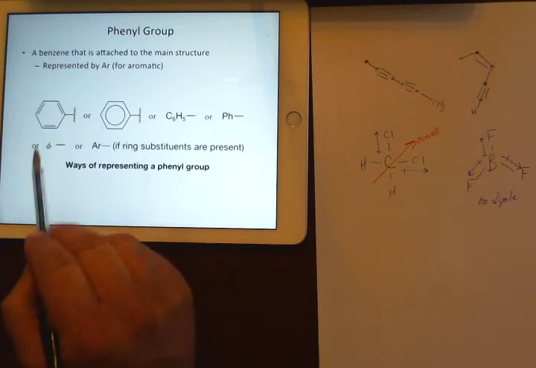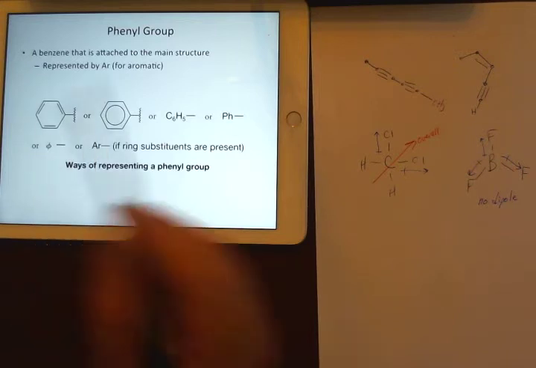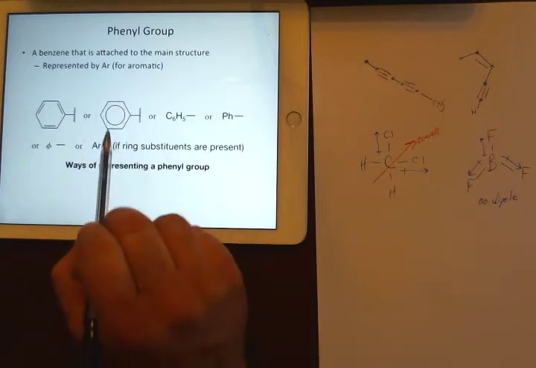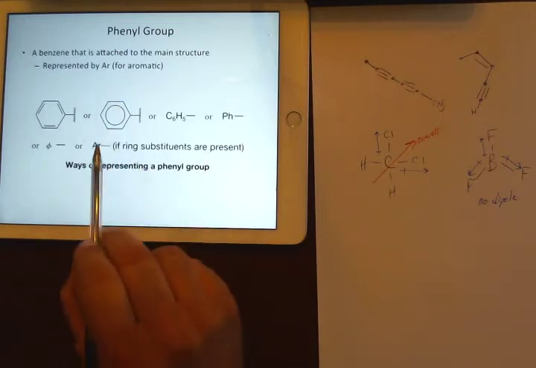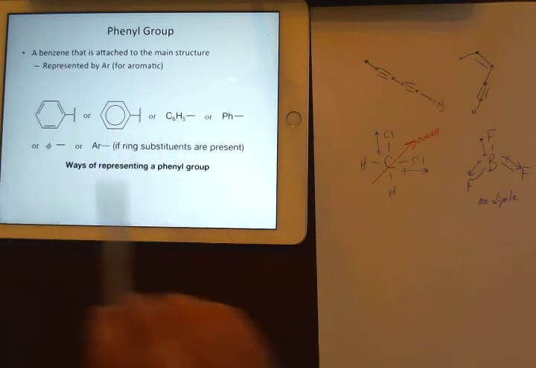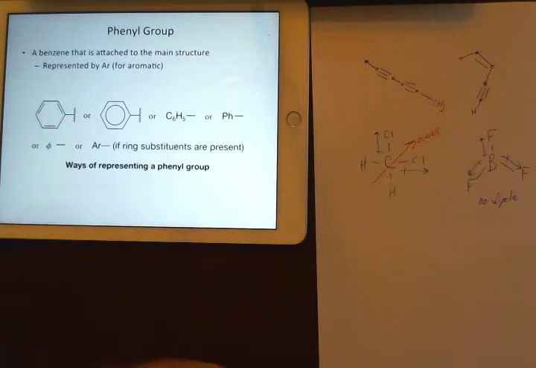I can't remember what this Greek letter is. I think it's not psi. Anyway, sometimes it's R if you have things coming off of the benzene. Sometimes it's written as Ar. So these are all what are called phenyl groups. They always represent a phenyl group, just a plain benzene.